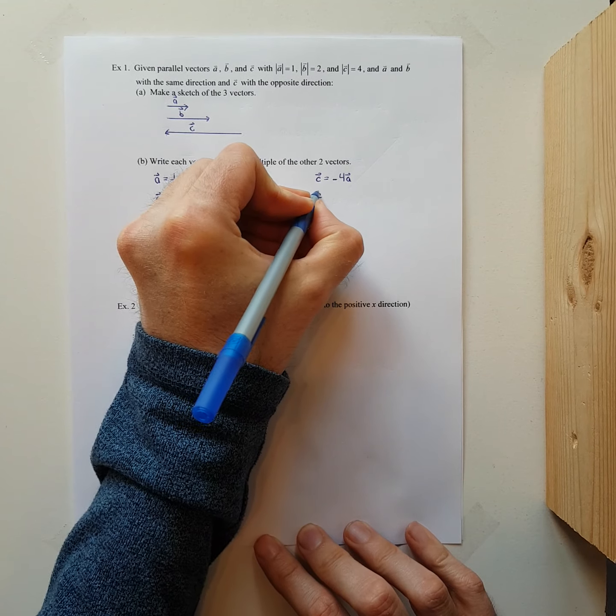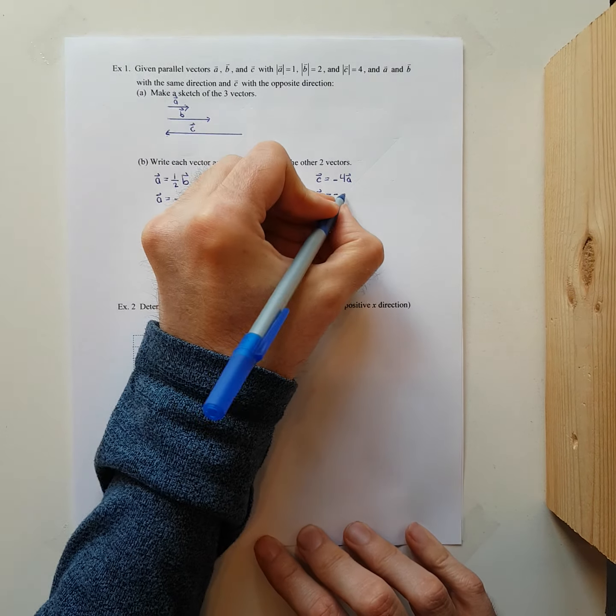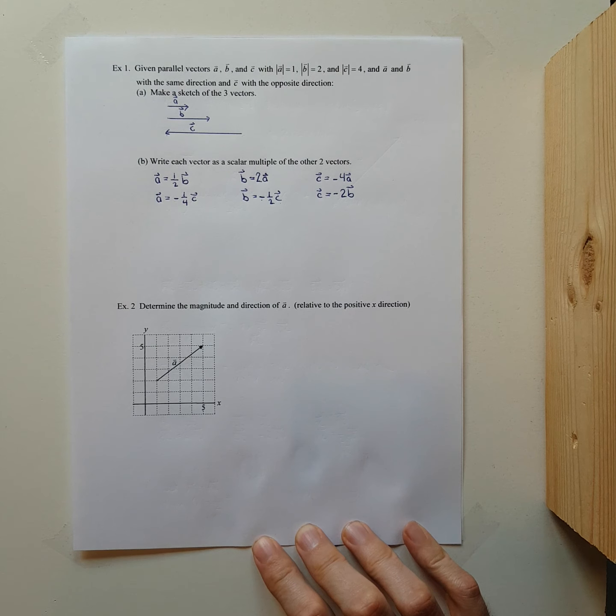And lastly, compare it to B. Again, we need to change its direction, and I would need 2 of vector B for these to be equivalent.